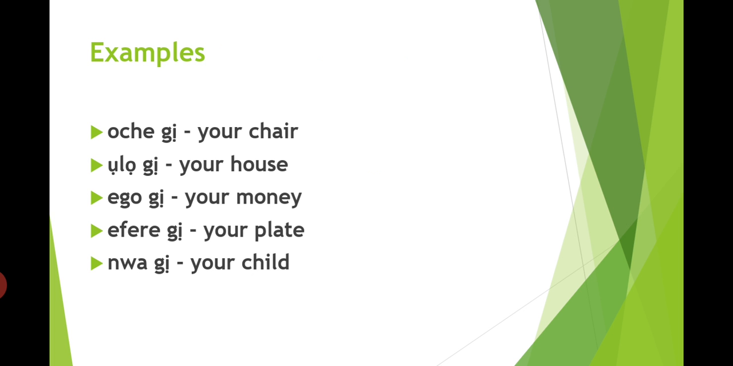Some examples: ọchẹ gị, your chair. Ụlọ gị, your house. Ego gị, your money. Efere gị, your plates. Nwa gị, your child. You can see that all the objects came before the pronoun in Igbo, but in English it is not the same thing. So I have to take note of that.